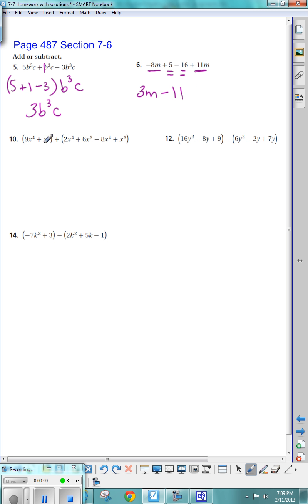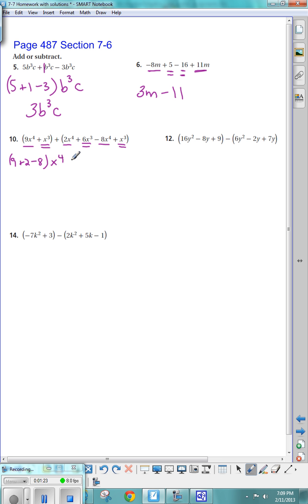Here, there's a plus sign in between the two parentheses. So the parentheses mean absolutely nothing. So I'm basically just going to ignore the parentheses in this problem. I've got a 9x to the 4th, a 2x to the 4th, and a negative 8x to the 4th. So I can add all those together. I've got an x cubed, a 6x cubed, and a 1x cubed. I can add those together. So basically, I can add the 9, the 2, and the minus 8, and that answer gets multiplied by x to the 4th.